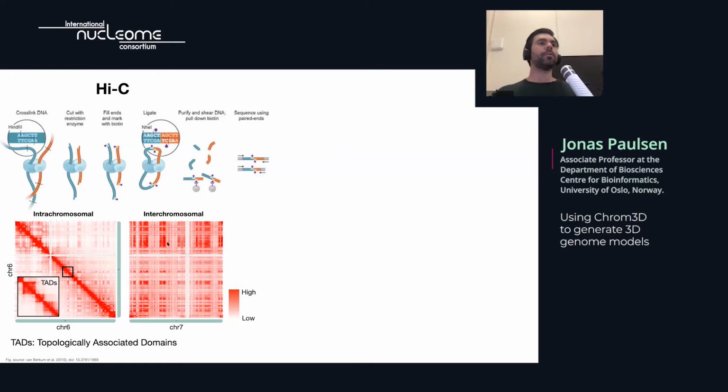Also, when you inspect contact frequencies across chromosomes, in this visualization I'm looking at interactions between chromosome 6 and chromosome 7. You will also see enrichments and depletions of contacts interchromosomally. But in today's tutorial, we'll focus on chromosome 18 interactions.